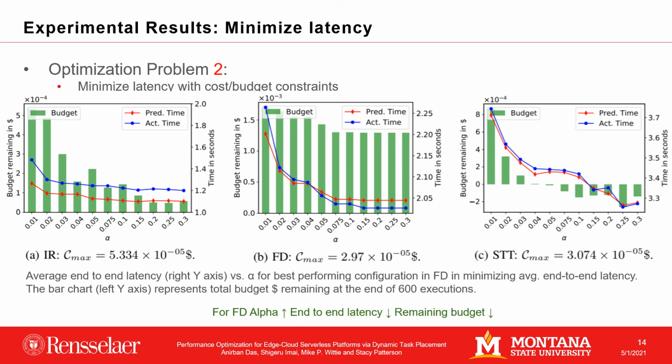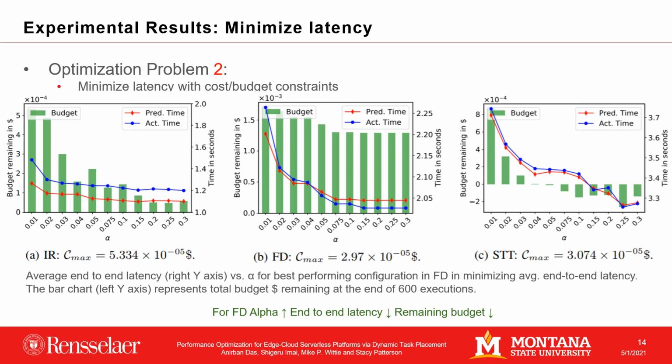Next, we look at the second optimization problem, where we want to minimize the latency subject to a budget constraint. On the x-axis, we increase alpha, which is the scaling factor that I mentioned a couple of slides back, which allows the user to modulate the amount of surplus a job can use in order to leverage its execution in the cloud services. Now, with increasing alpha, we see that the amount of budget remaining at the end of execution goes down, which is represented by the green bars. So it goes down in all the three cases.